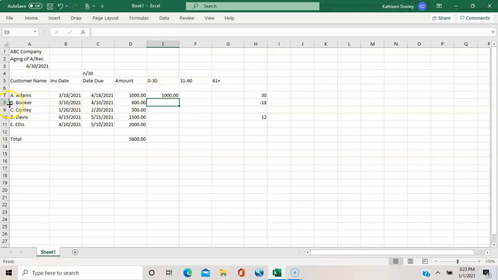Let's take a look at the next one. B. Booker was due on the 10th of April. And now we're looking at the 30th. Okay, so we take 30 days in April, we subtract out the 10th, that tells us how many days are left in April, and that would be 20 days. So they are 20 days past due. Okay, $800, 20 days past due. 20 days fits in the 0 to 30. So we have 800 goes in that column.